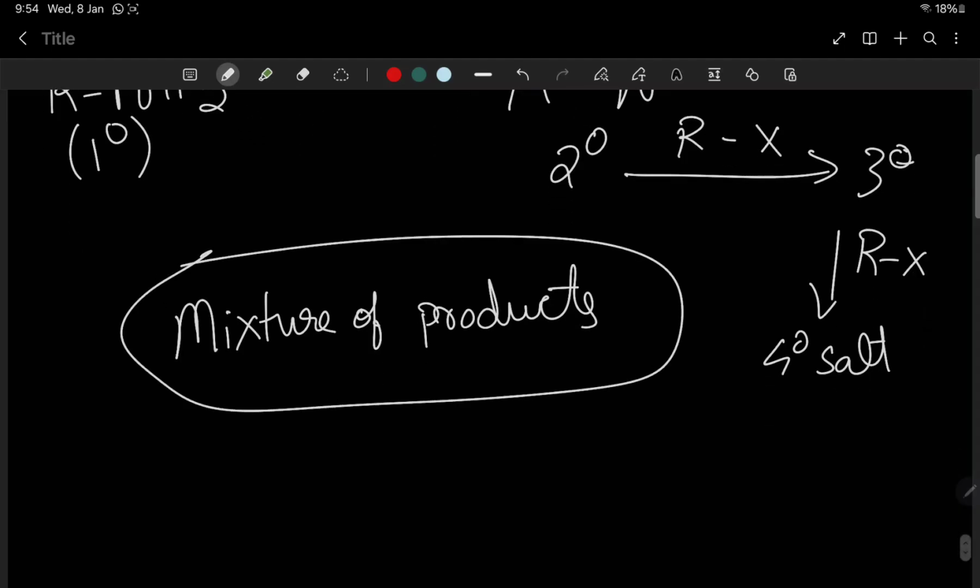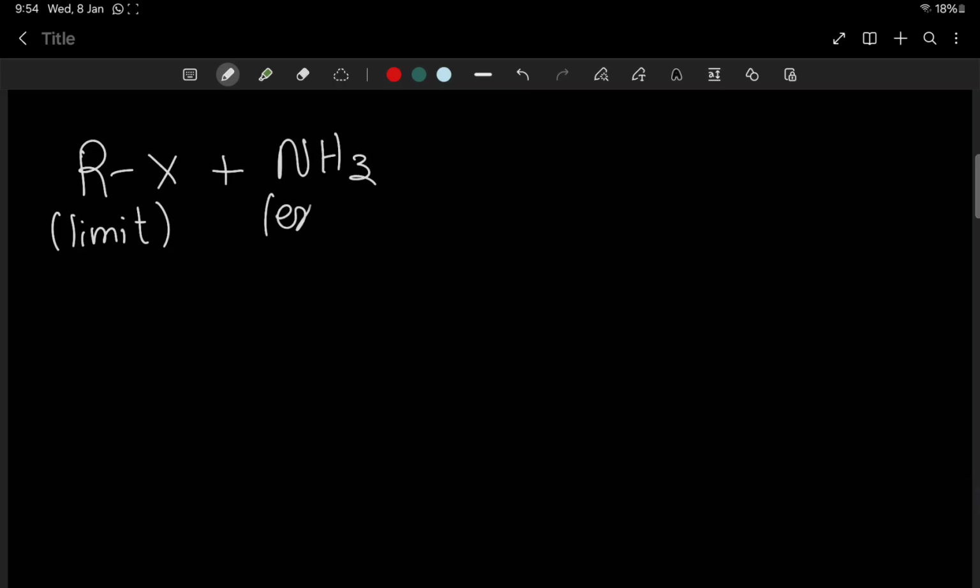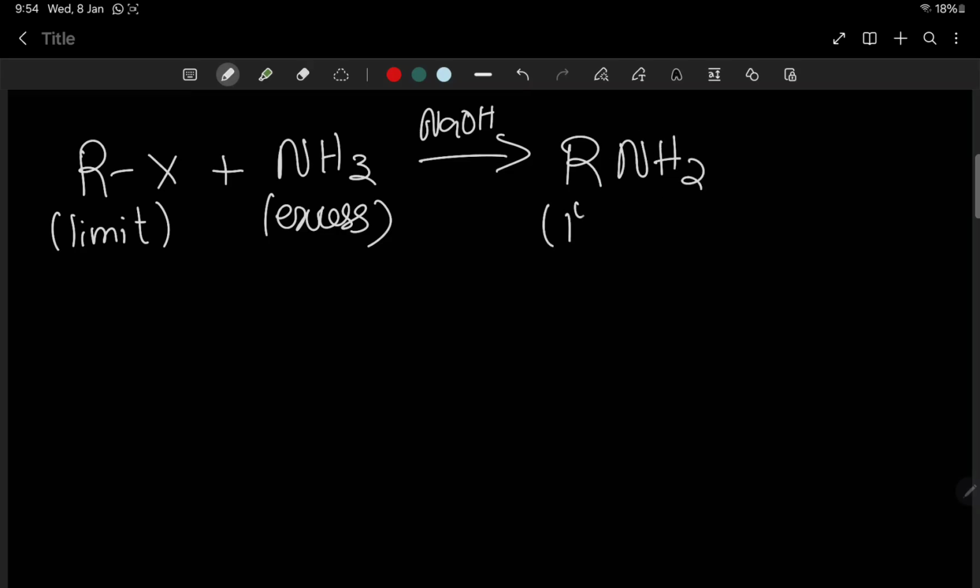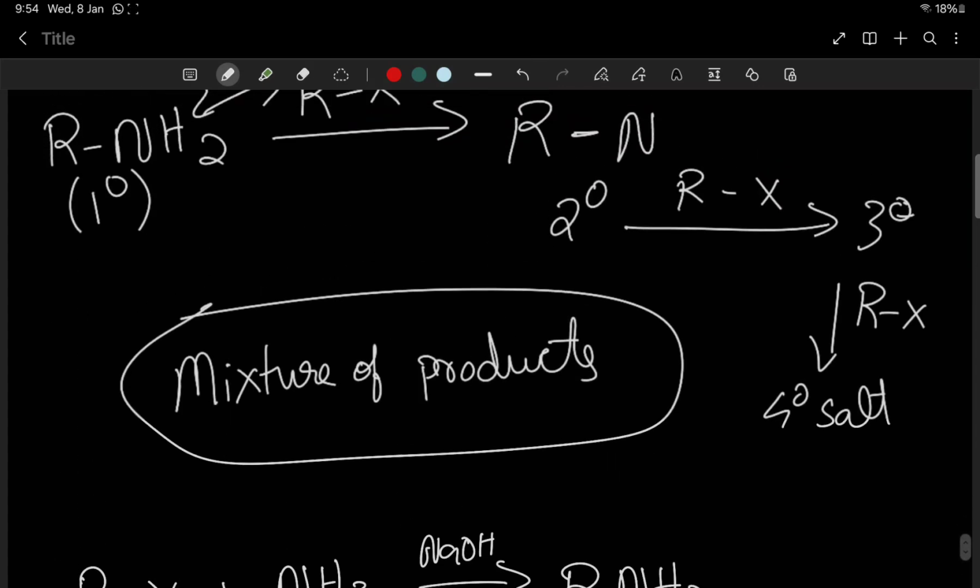To stop this mixture of products, we should limit the quantity of RX. If there is excess RX in the medium, it can be used for preparation of secondary, tertiary amines and all. Limit RX and use excess of NH3. So all this RX will be in NaOH medium. All this RX will be converted to the corresponding primary amine only. This is suggested for getting what? Only primary amine. Okay, this is the reaction with ammonia, or ammonolysis.